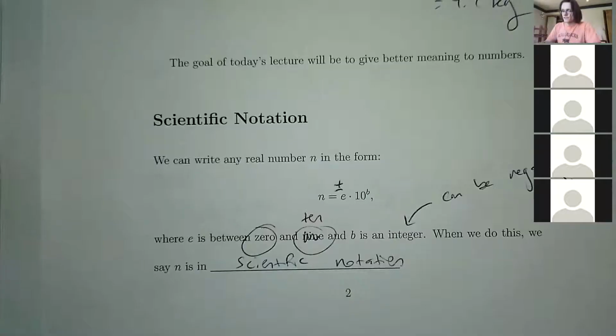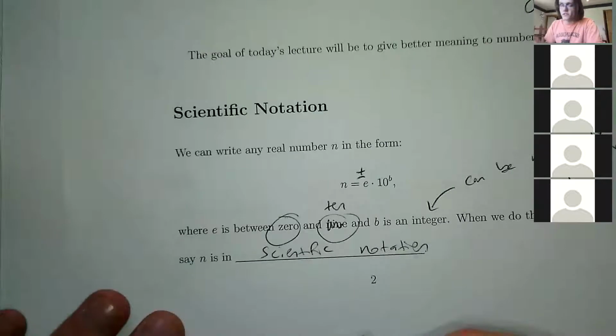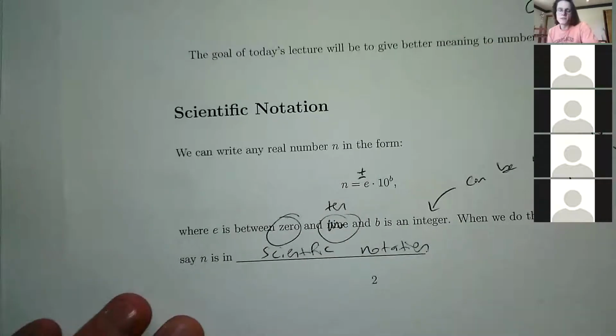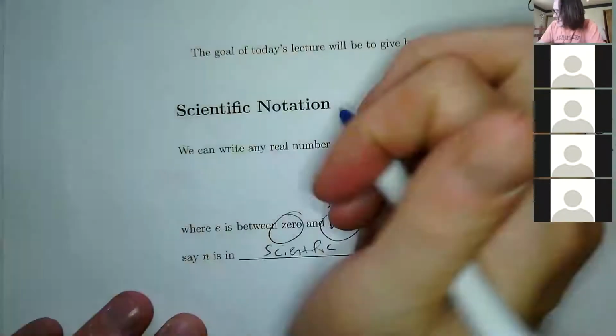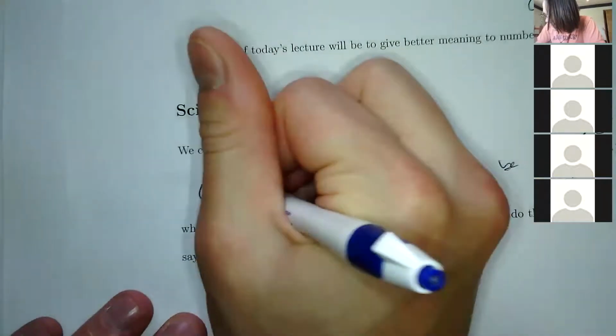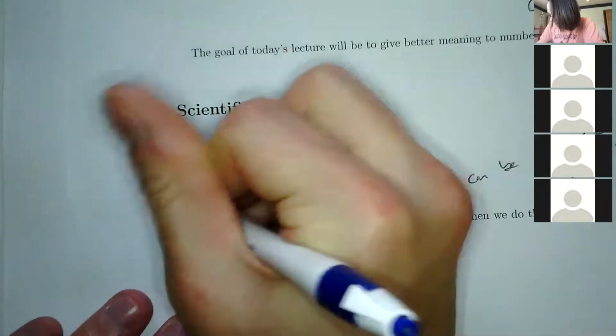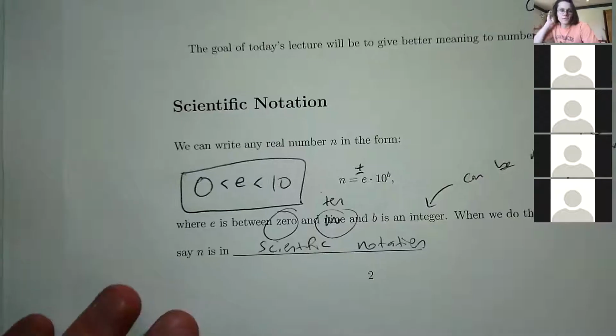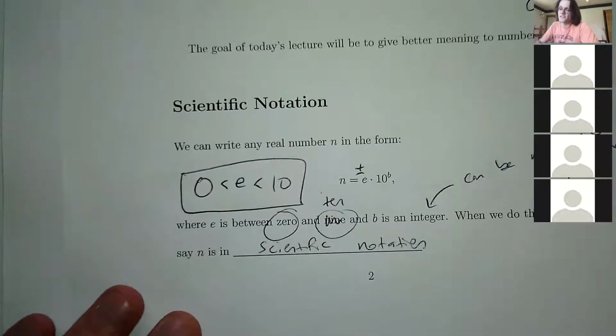It has to be less than 10. So I should have just written it in interval notation. Sometimes I forget what we've covered, but 0, E, 10. In interval notation, that's what you want. If it's 0, it's 0, so you can't write it in scientific notation.